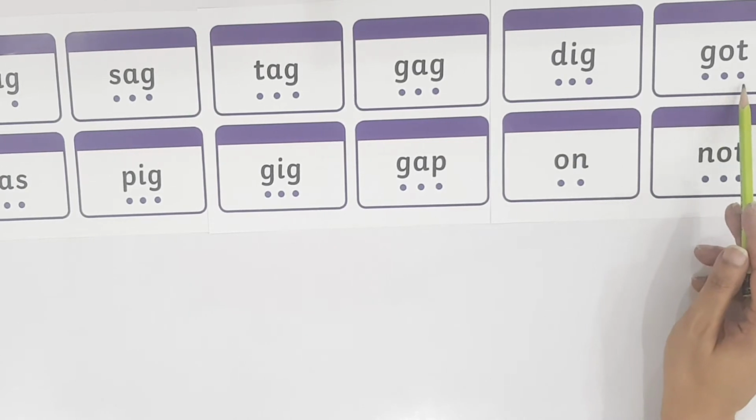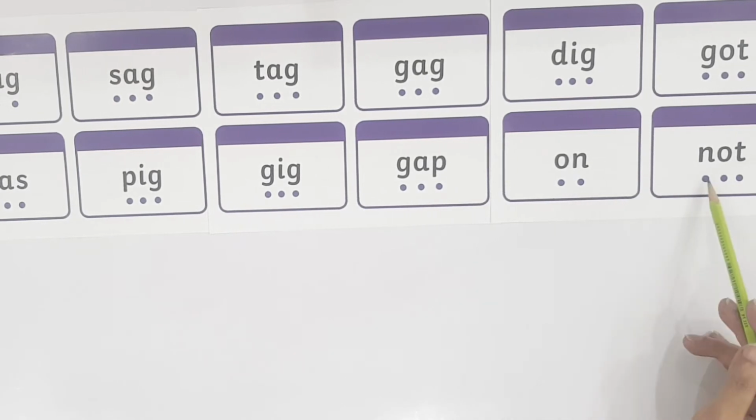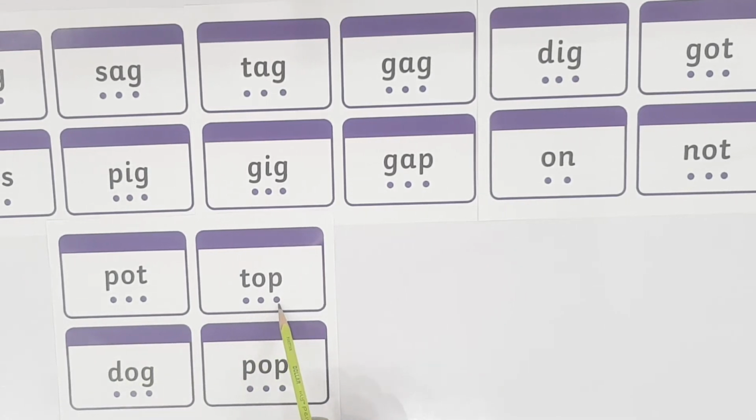G, o, t, got. O, n, on. N, o, t, not. P, o, t, pot. T, o, p, top. D, o, g, dog. P, o, p, pop.